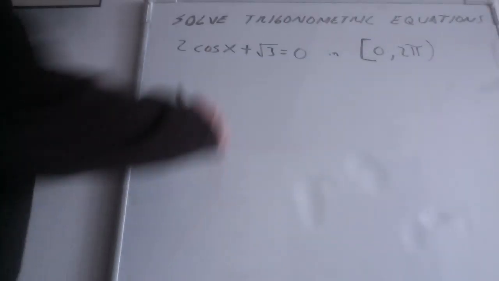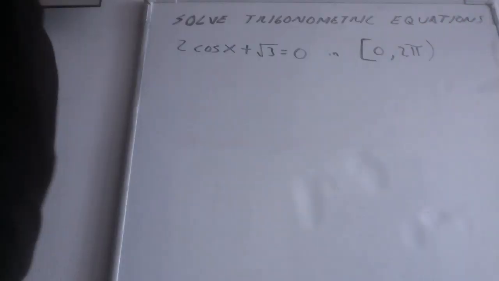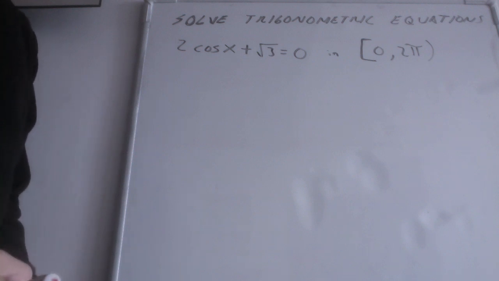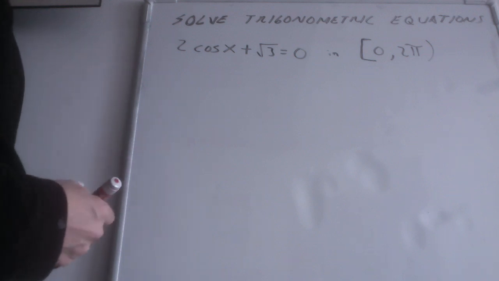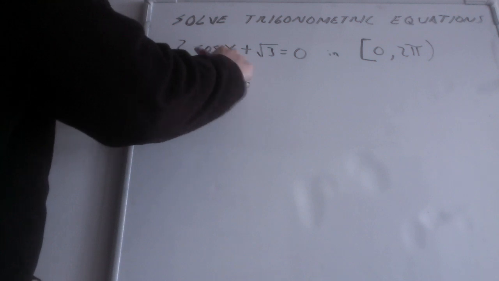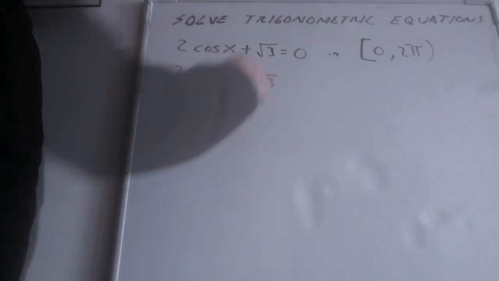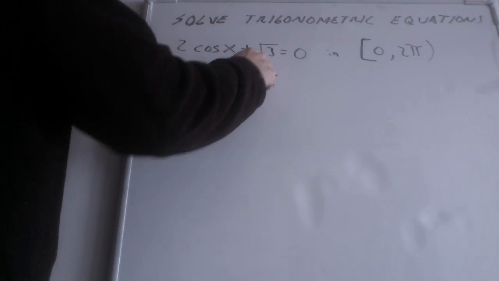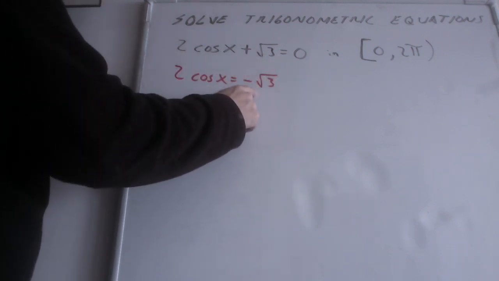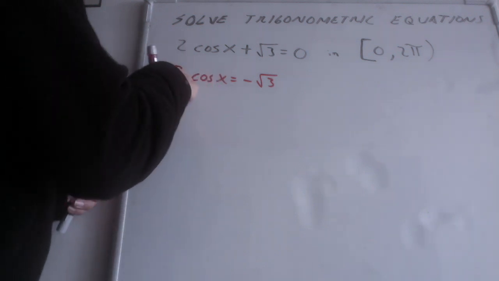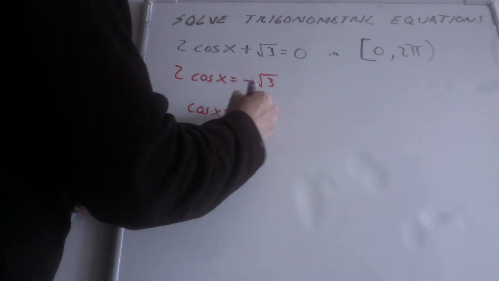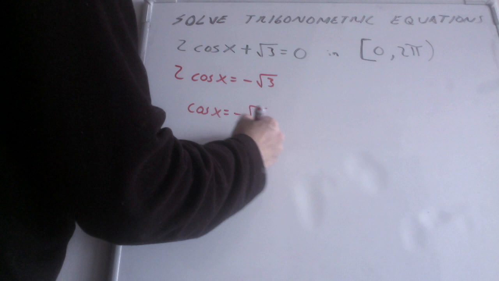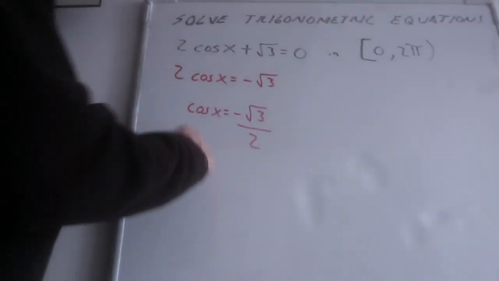So, we're gonna solve this equation in the interval from 0 to 2 pi. That means from 0 to 360 degrees. The first step is we're gonna isolate cosine of x. So this one is adding, it goes subtracting, and then the 2 is multiplying, so it's gonna pass dividing.